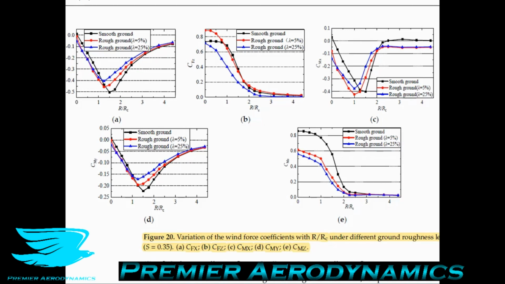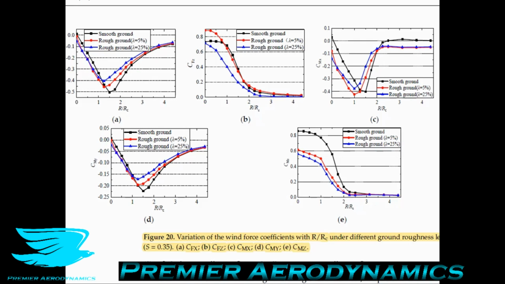The position of the peak side force under different ground roughnesses were different. The side force coefficient reached its maximum value at about 1.5 radii from the tornado center when on smooth ground. But when you have 5% or 25% roughnesses, this maximum value was achieved at 1.2 radii. So instead of 1.5, it drops to 1.2. So you need to get closer to the tornado to get a higher side force.